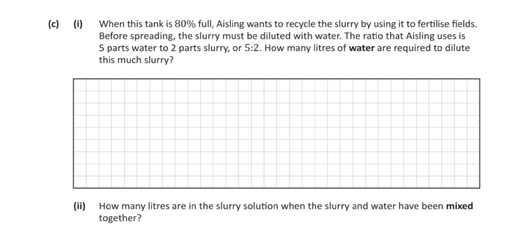When this tank is 80% full, Ashton wants to recycle the slurry by using it to fertilize fields. Before spreading, the slurry must be diluted with water. The ratio that Ashton uses is 5 parts water to 2 parts slurry. How many liters of water are required to dilute this much slurry?